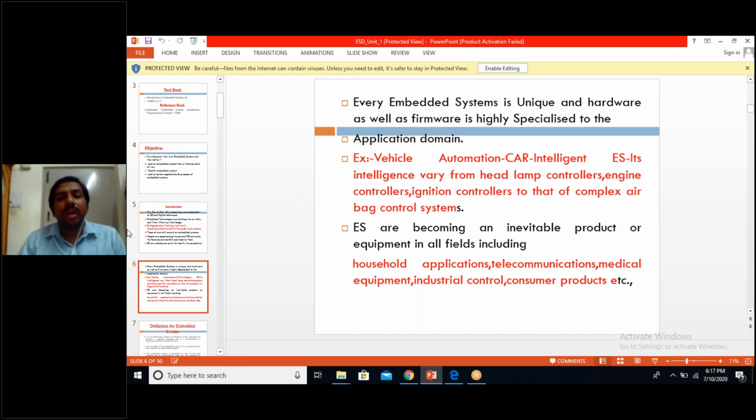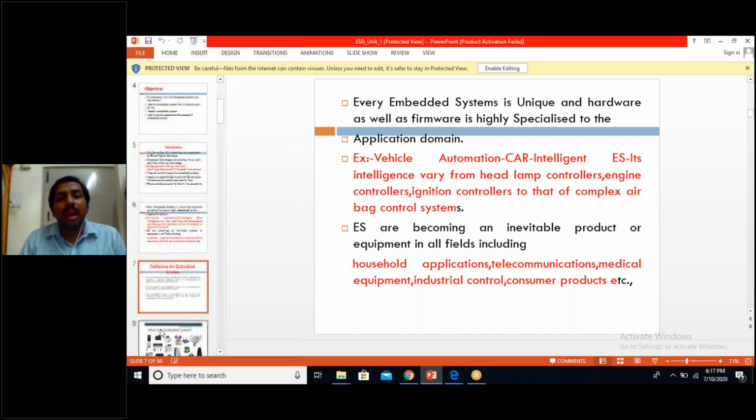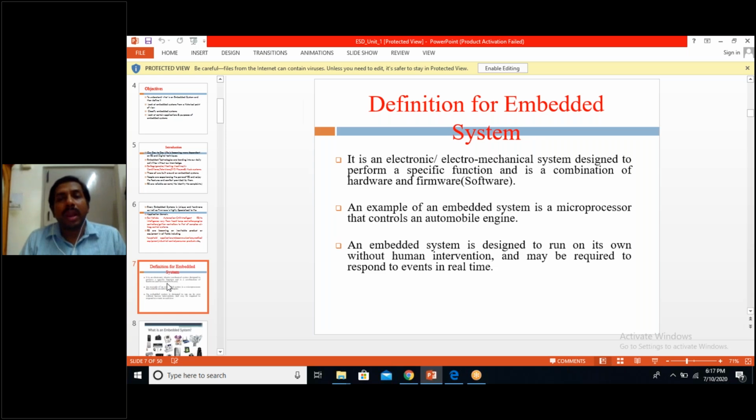So as we defined, embedded system is an electronic and electromechanical system. It is performing a specific function. It is a combination of hardware and software. The other name for software is called a firmware. So we are writing some program into a hardware, and using a hardware, we are doing our task, and that is done under control of a software.